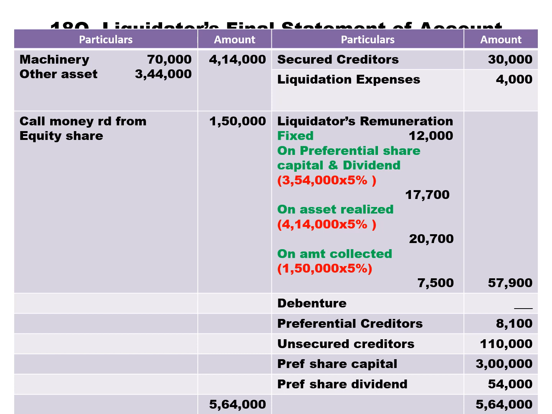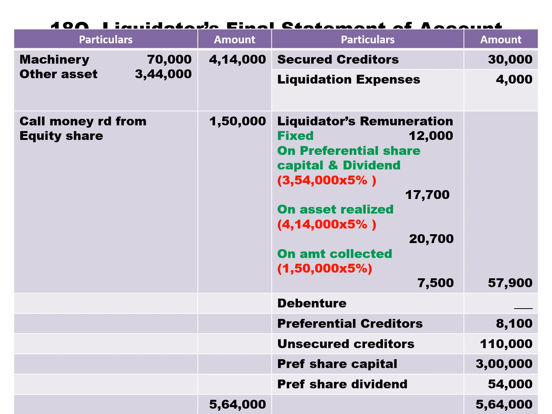Payment side, the first order of payment: pay to secured creditor 30,000. Next you need to pay liquidation expenses 4,000, 3,000 plus 1,000.